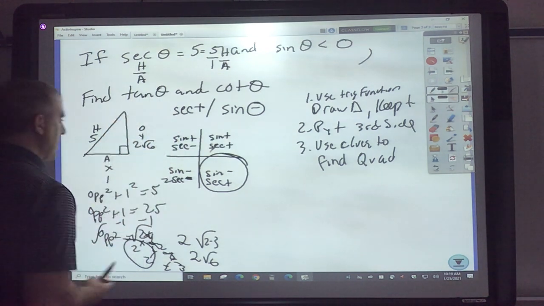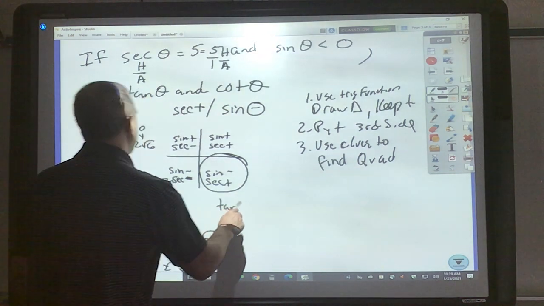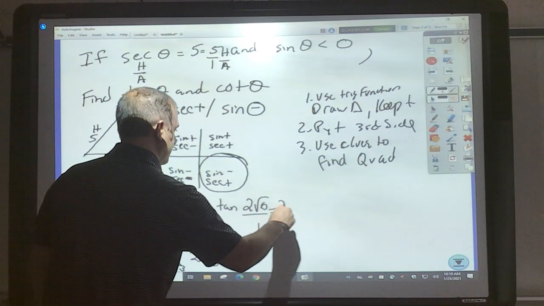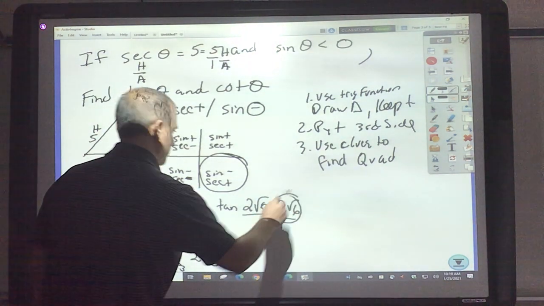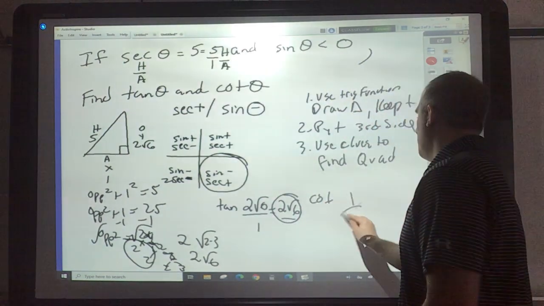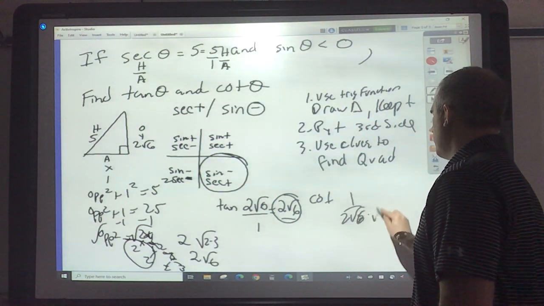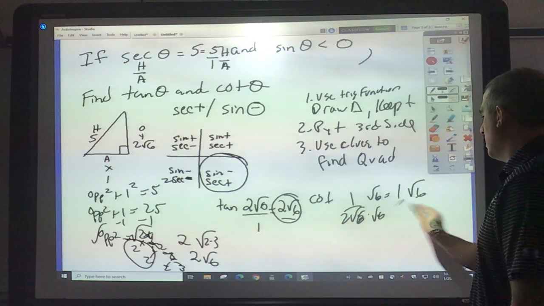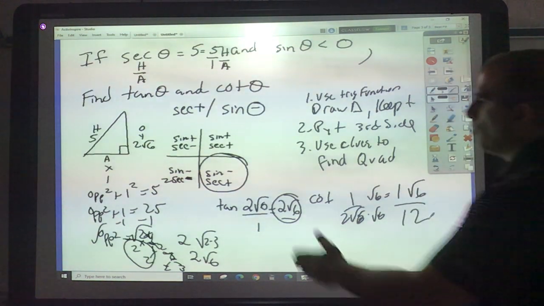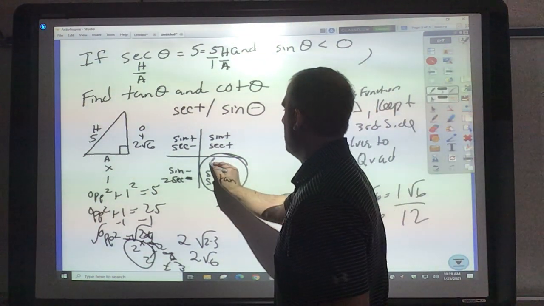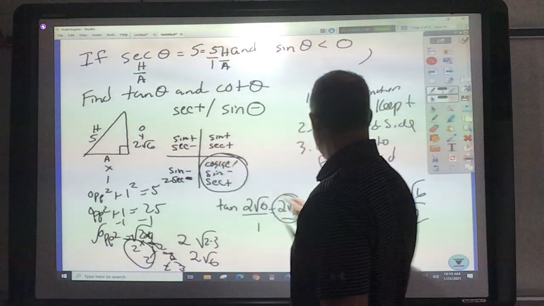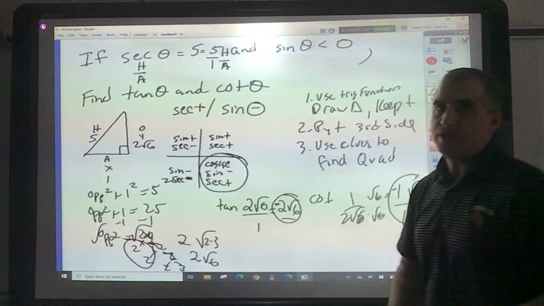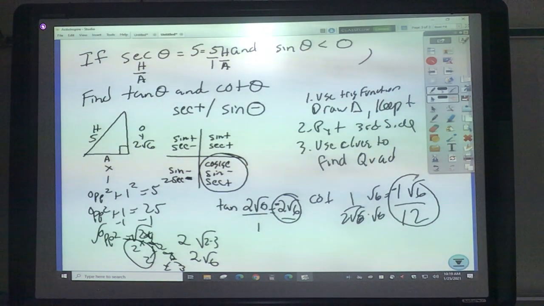So what do they want to find? Tan and cotan. Tan is opposite over adjacent, and that's easy. That's just 2 square root of 6. Cotangent would be 1 over 2 square root of 6. So I multiply by square root of 6 top and bottom. So that's 1 square root of 6 over 12. In this quadrant, what's the only thing that's going to be positive? Cosine and secant. So that means that both of these results would be negative. So very similar questions, just different ways of getting at them.